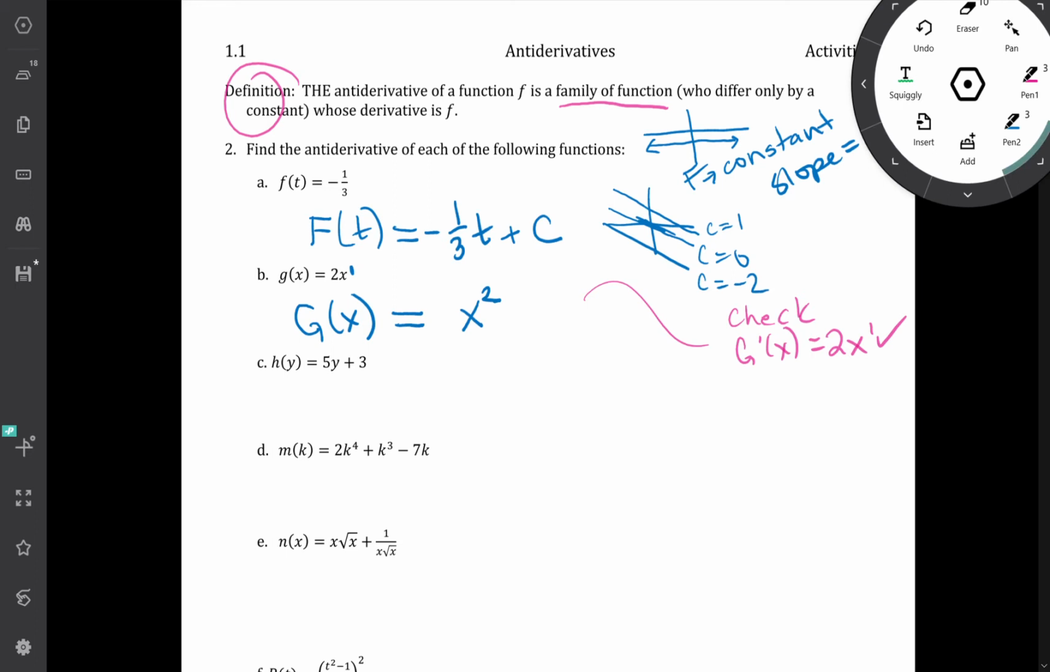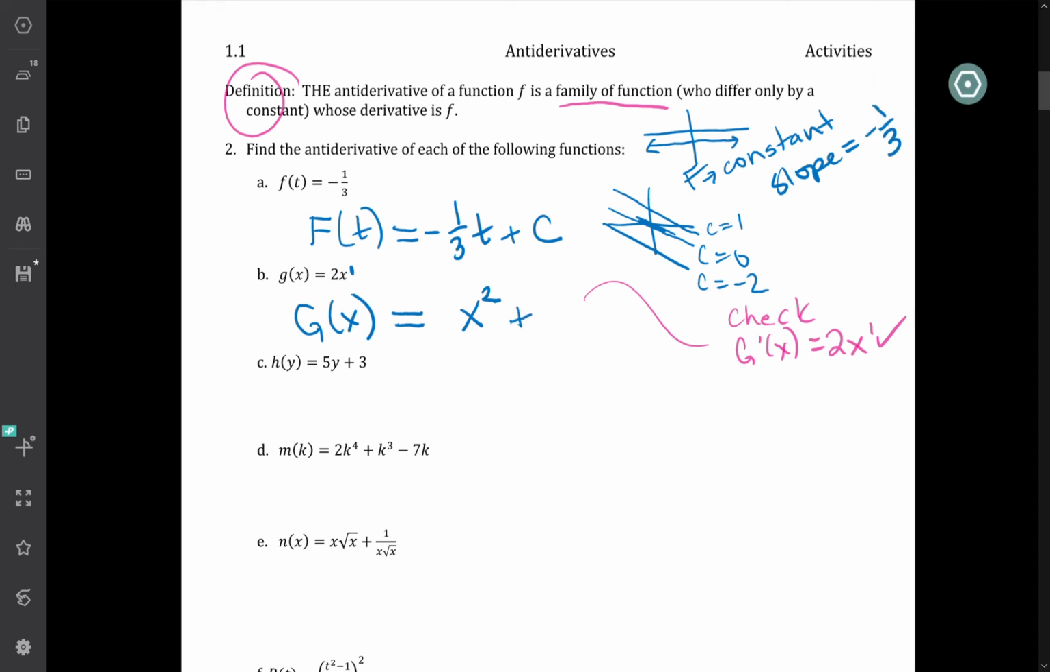I'm not completely done with that one. I do need to throw on my plus c, but that's looking pretty darn good. Really quick, let me sneak back since I forgot our check for the first one, which is to find f prime of t.